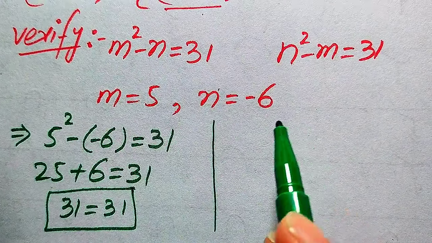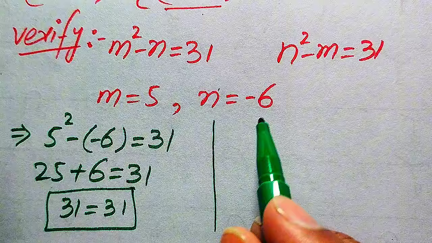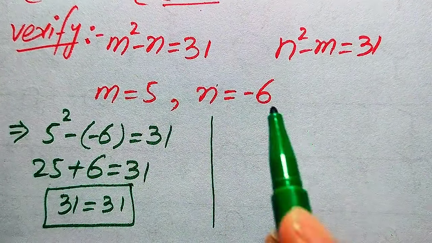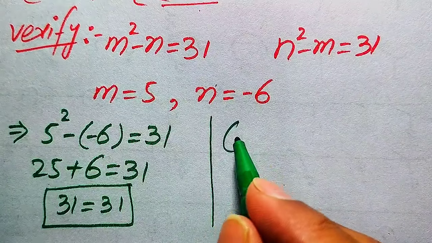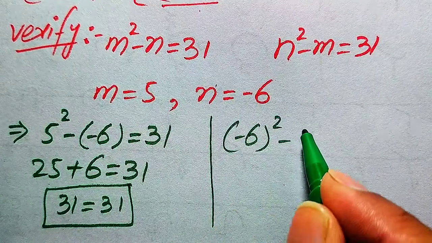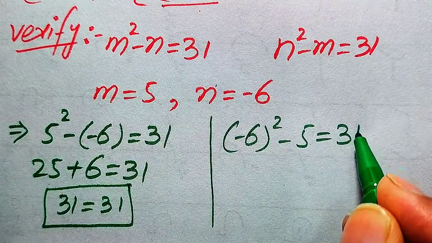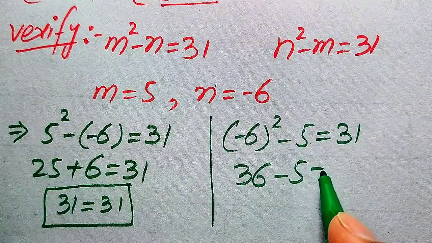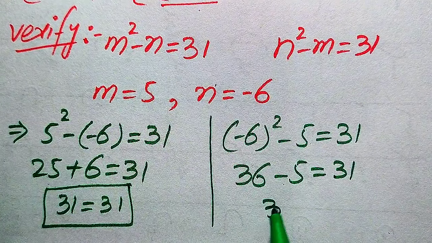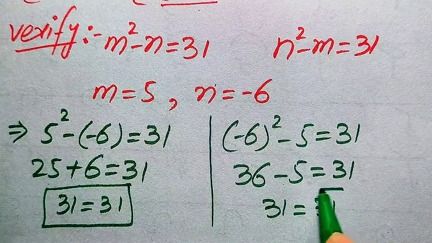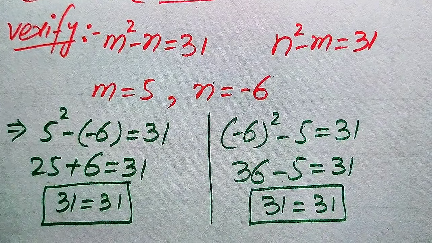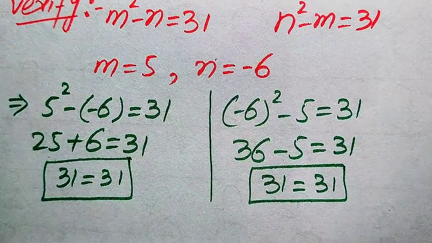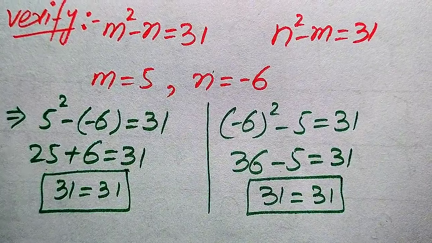And now we check the second equation, and we put both of these values into the second equation. It is written as (-6) square minus 5 equals 31, and (-6) square becomes 36, minus 5 equals 31. So it becomes 31 equals 31. This shows that these two values also satisfy our second equation, and this is our final answer.